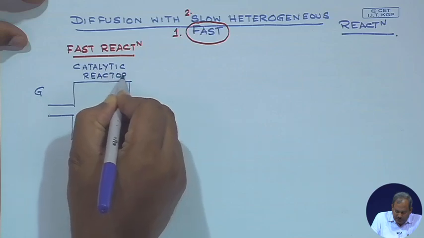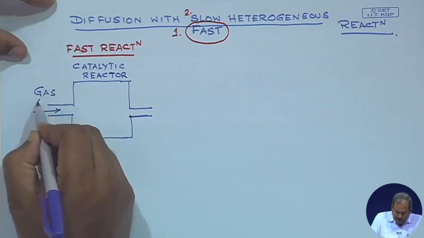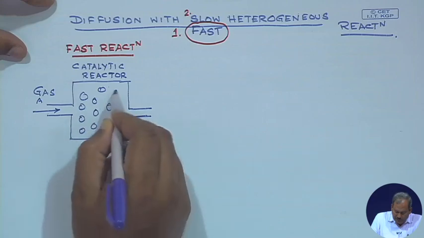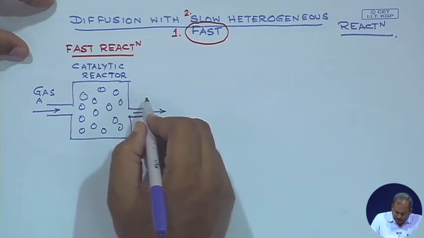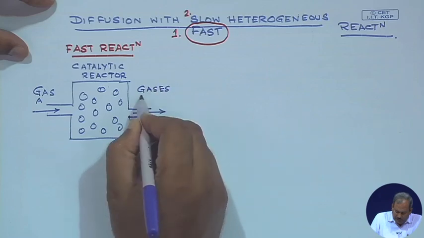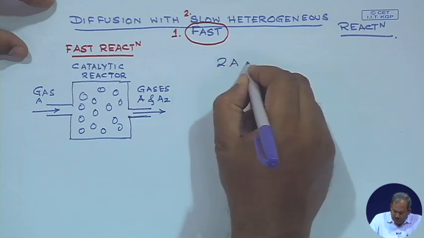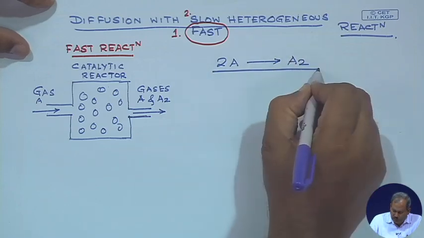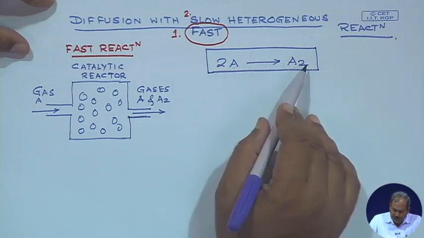An example could be in a car where we have a gas A which comes in and there are catalyst particles distributed everywhere, where A gets converted to, let us say, A2, and then what you are going to get out of this is gases A and A2. So, the reaction that takes place is two molecules of A will react on the catalyst surface to produce one molecule of A2. So, this is the reactant, this is the product.